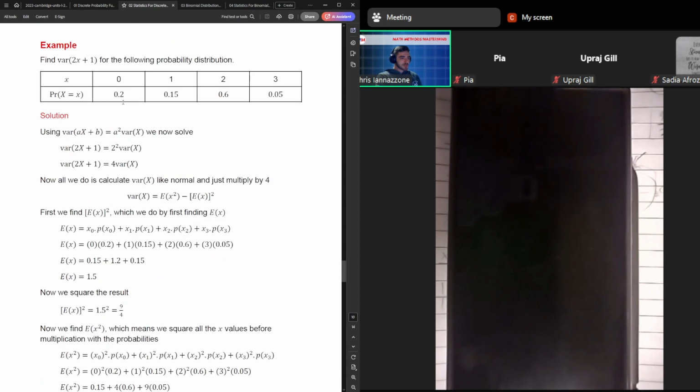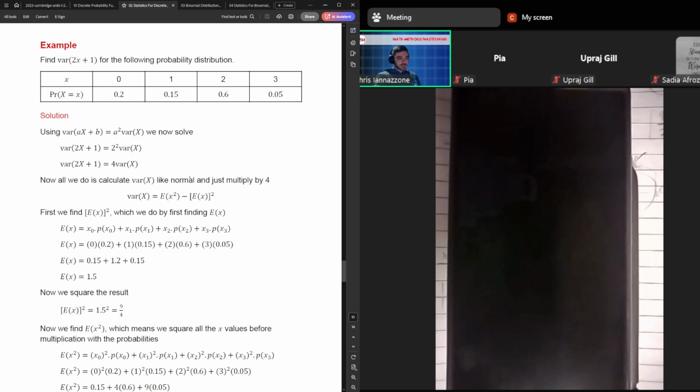So, as far as how you would go about this, I think this is the same distribution as before. Yeah, looks like it. So, using that linear simplification, instead of doing var 2x plus 1, you can bring the a out the front. So that 2 is going to come out as a 2 squared. The plus 1 is going to disappear. So really we're just finding the variance and then multiplying it by 4.